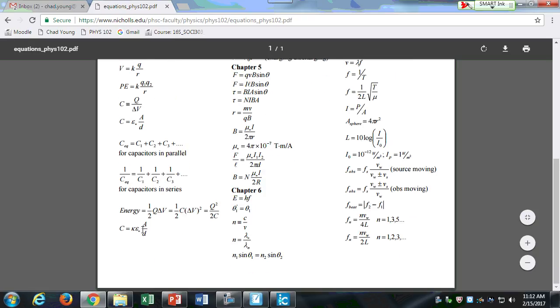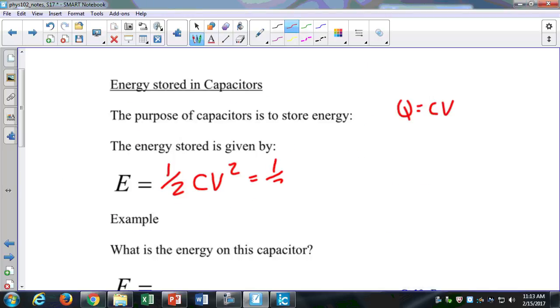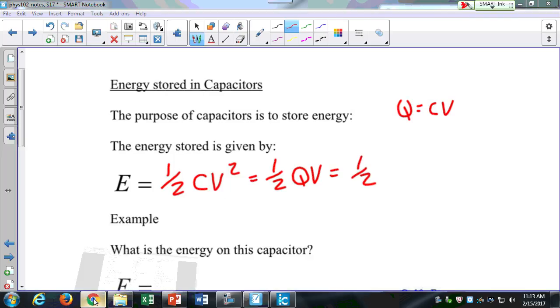Here we go, 1/2 QV and Q squared over C. So you can also have 1/2 QV and Q squared over 2C. You can just substitute this into that equation and get these other expressions. Don't memorize them, of course, but if there's one that you memorize, just sort of know this. But it's on your equation sheet anyway. If I want to know the energy that's being held by a capacitor, then if I know the capacitance and I know the voltage, I can calculate that energy.